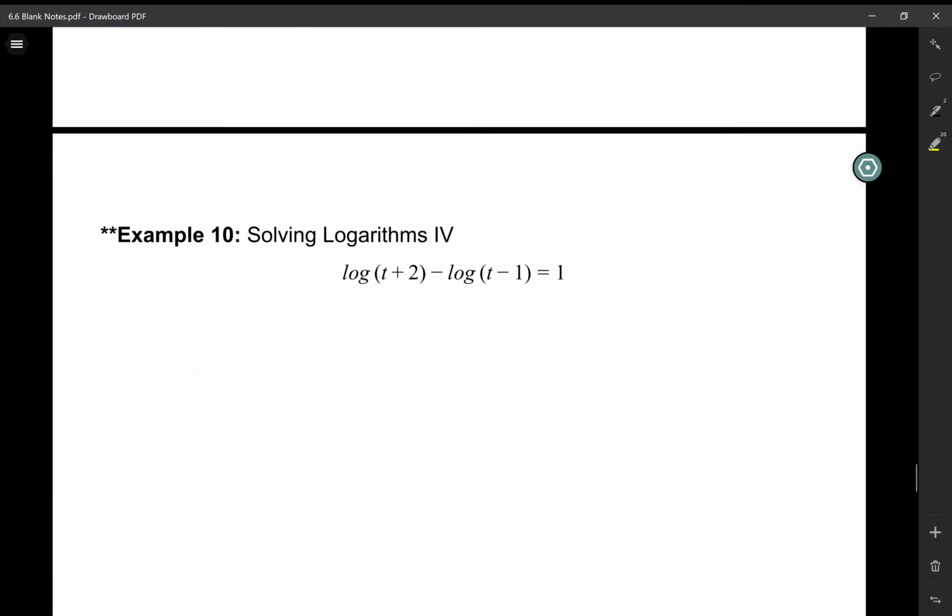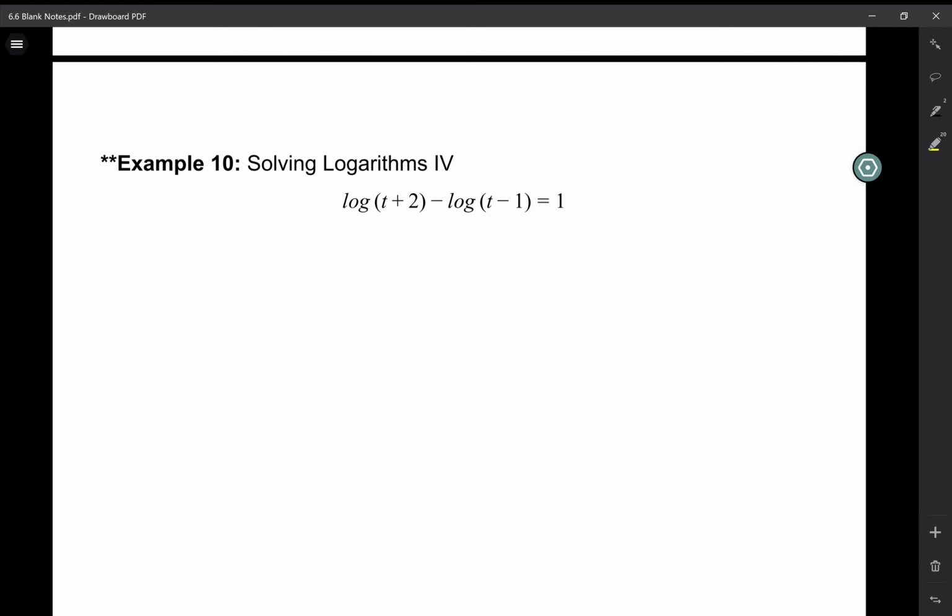All right, let's try this again. This one requires us to use the division subtraction property. Why don't you pause the video and give this one a try on your own?